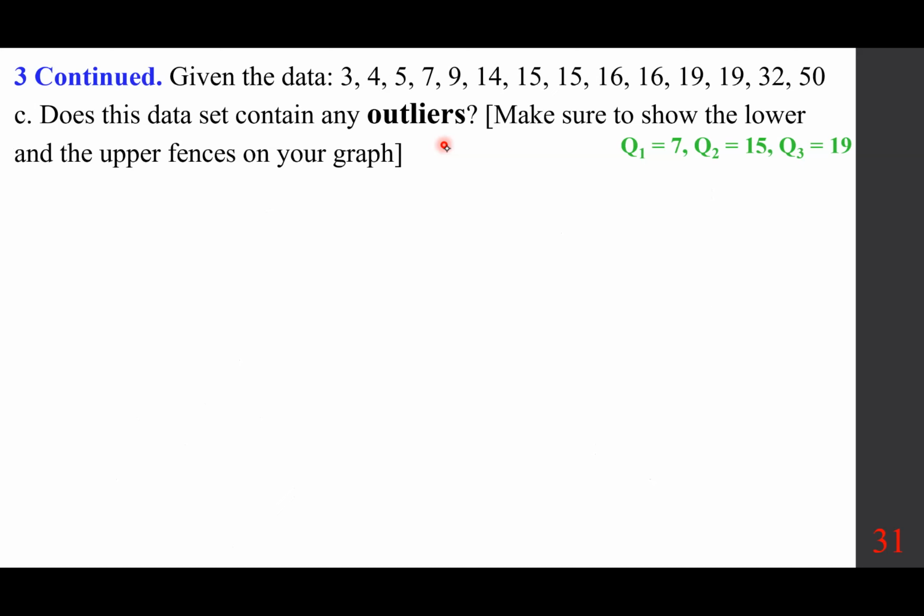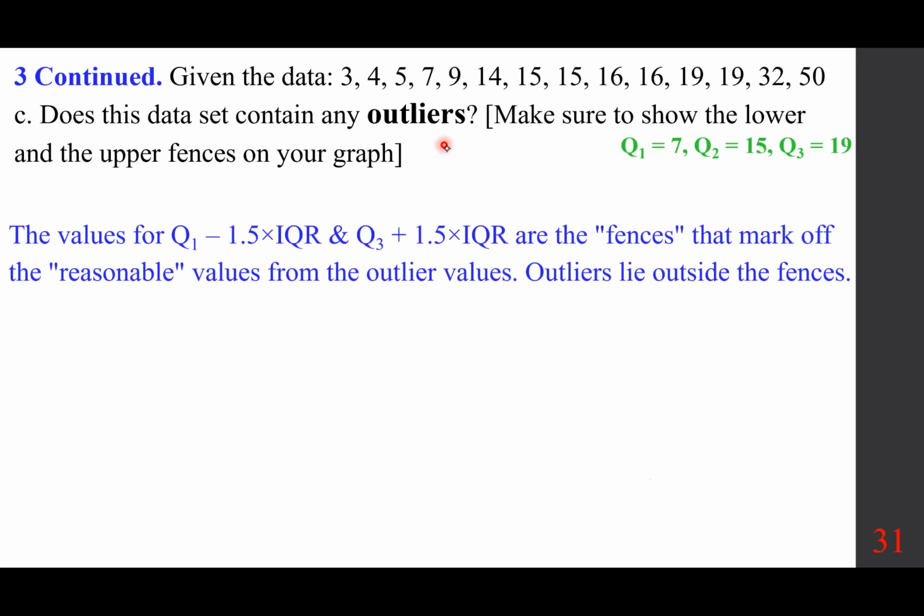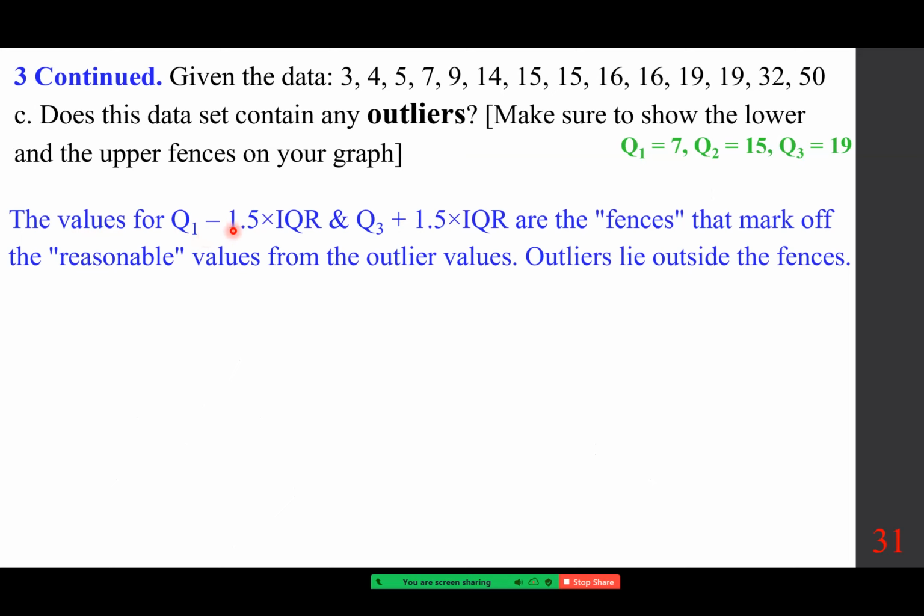First and foremost, here's the definition. The values for Q sub 1 minus 1.5 times IQR and Q sub 3 plus 1.5 times IQR are the fences that mark off the reasonable values from the outlier values. Outliers lie outside these fences. So any number less than this, any number larger than that, is considered an outlier by definition, because we want to be more specific as to what will constitute that.